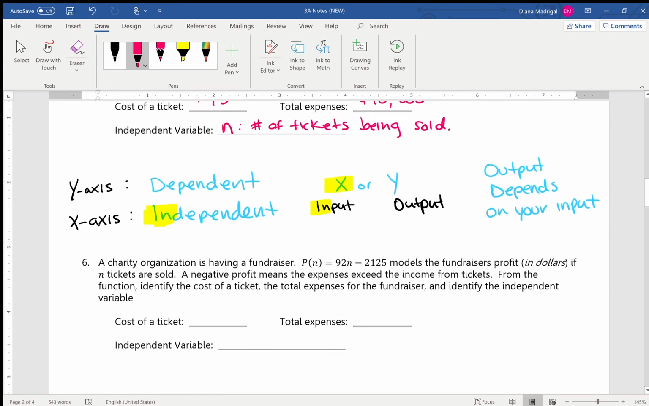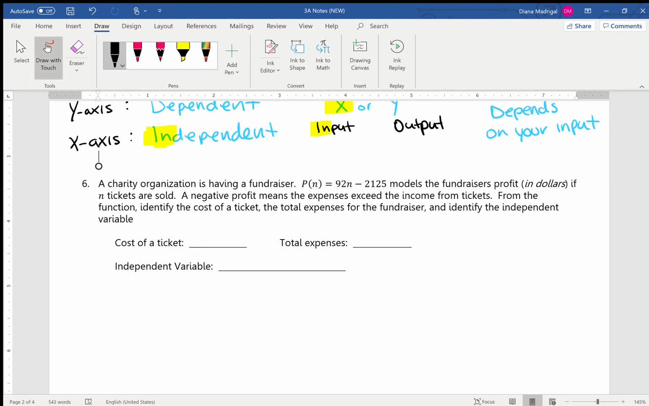That's the same thing you're doing for number 6. And again, for number 6, you need to send me a picture if you want me to check your work. Okay, and this completes 3A day 1 notes, and we'll continue with day 2 on the next video.